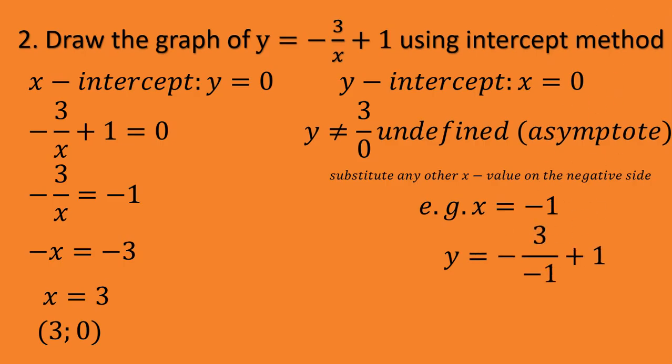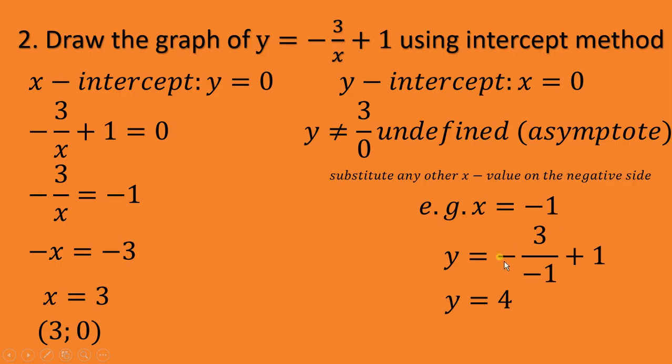Y is equal to minus 3 over, we substituted minus 1, plus 1. This is our q value. Remember, we know q is equal to 1. When we do that and manipulate, we get y equal to 4. So we got minus 1 for x, we substituted, we get an answer of 4. Gives us 2 coordinates we can use.